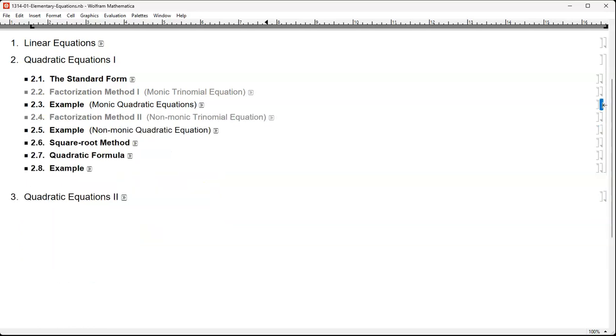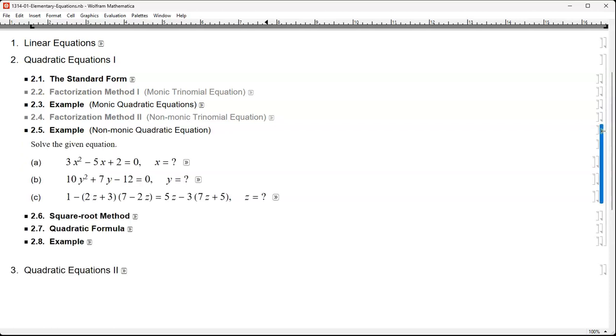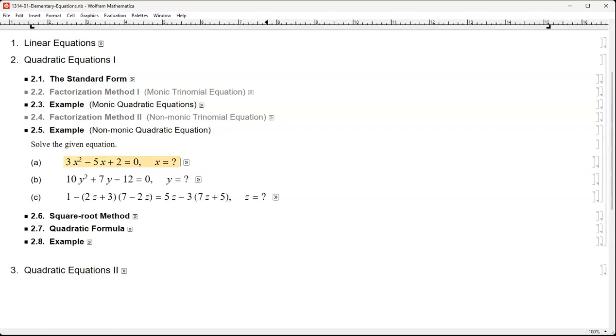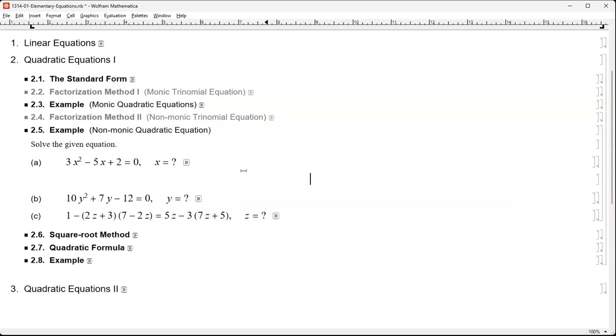Now let's study some non-monic examples, like these. The quadratic coefficient is 3. Here, the leading coefficient is 10. This one, hard to tell, but it'll become clearer once I break up all those parentheses. How do we work out this kind of problem? It's non-monic. In this case, there are a lot of different ways to factor.